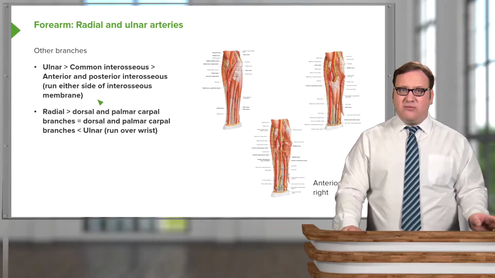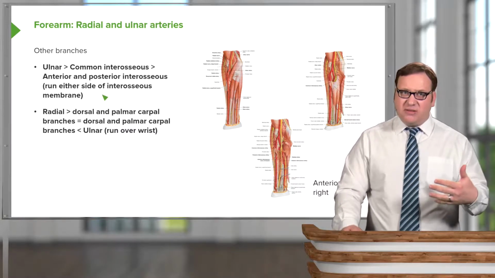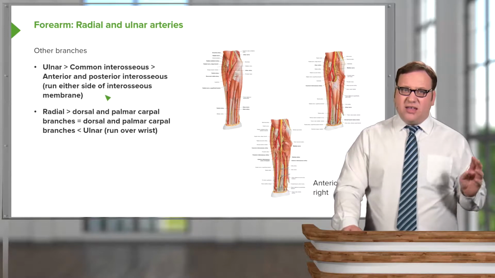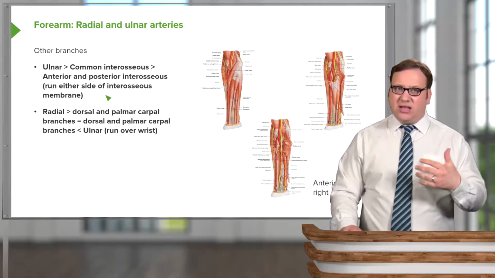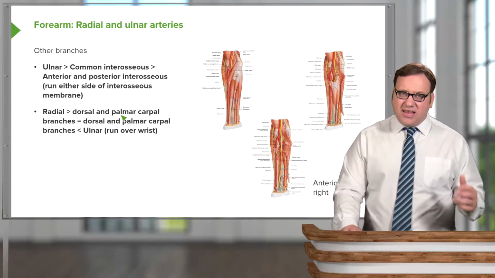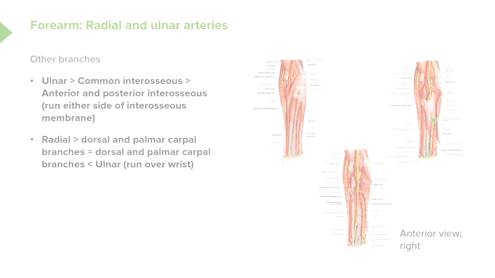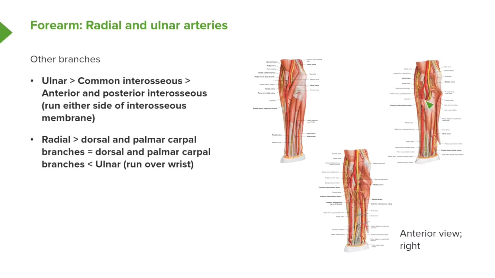So the ulnar artery will give rise to a common interosseous artery, and this interosseous artery then gives rise to anterior and posterior interosseous branches, and these run either side of the interosseous membrane. So here we can see we've got a common interosseous artery here, and the common interosseous artery is then going to, we can see here, dive through the interosseous membrane, and that becomes the posterior interosseous artery. The anterior interosseous artery is now running deep down in here alongside the interosseous membrane, supplying the deep muscles within the anterior compartment.